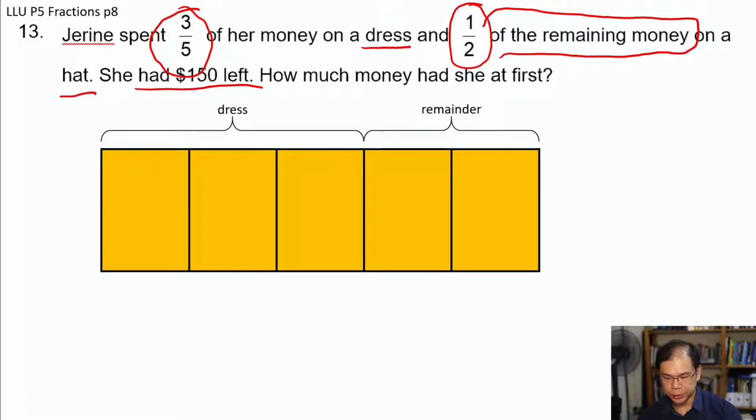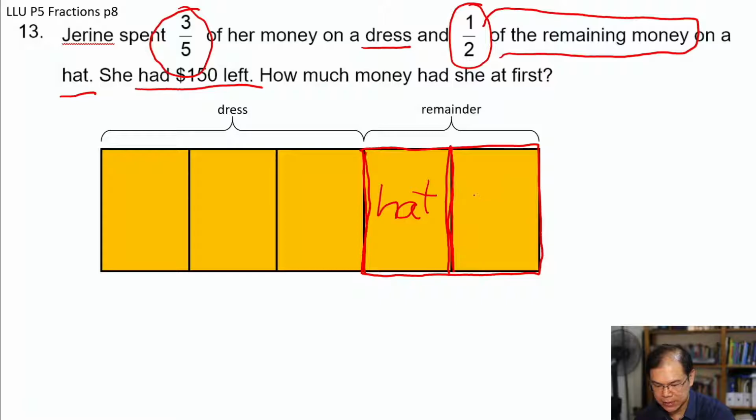Okay, so after that, half of the remaining money. So if this is the remaining money, I can actually do half here lah. Okay. And this goes to the hat. And this is whatever is left, which is $150. How much money had she at first?